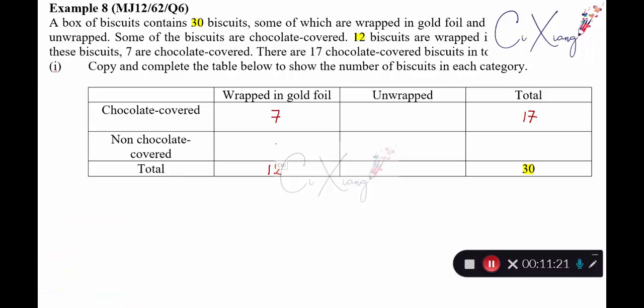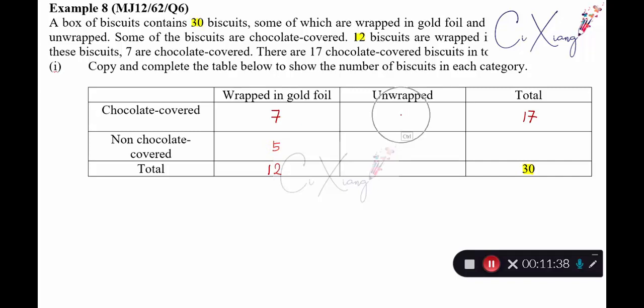Let us look at this one. You should know that the total wrapped biscuit is 12. 7 of them are chocolate covered, so how many of them are not chocolate covered? Therefore, it should be a 5 to get the total 12.